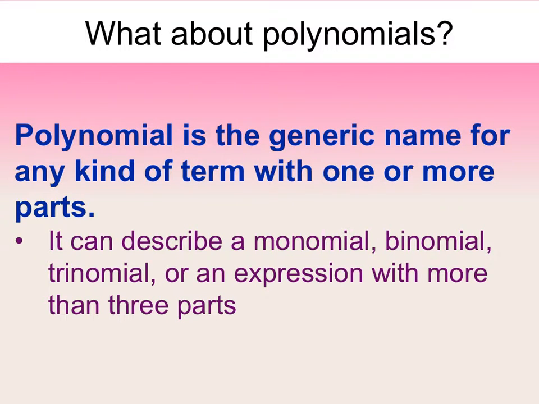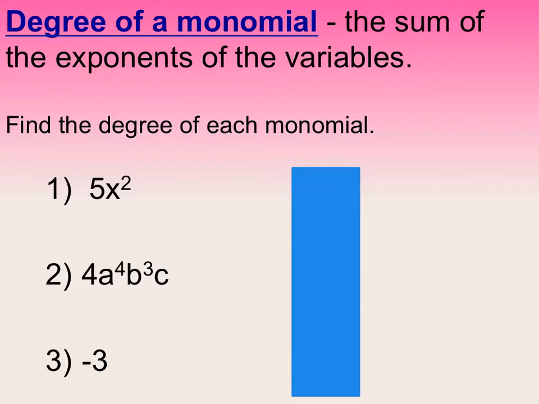So to describe a polynomial then, a polynomial is basically a generic name for any kind of term with one or more parts. So polynomial could actually describe all three of those, the monomial, binomial, and trinomial. It's more of the generic name of this kind of problem. But it also can describe an expression that has more than three parts. Once we get beyond trinomials, if you have an expression with 4 or 5 parts, it's just called a polynomial at that point. Another way you can classify polynomials is talking about the degree.